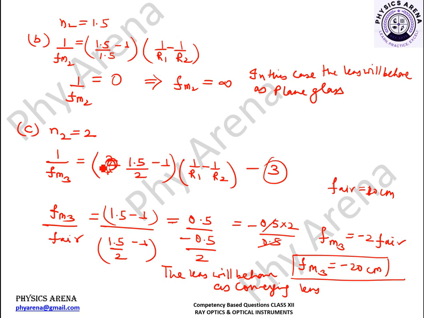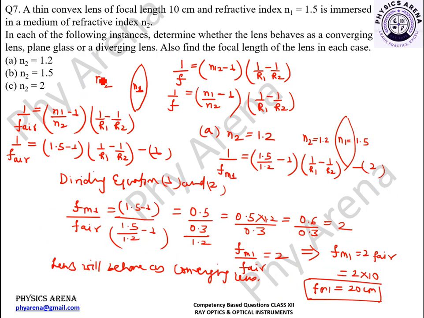So in a nutshell, we can conclude that when the refractive index of the medium outside is lesser than that of the lens, it will behave as converging. When it is equal to that of the lens, it will behave as a plane sheet. And when the medium outside is greater than the material of the lens, it will behave as a diverging lens. And that's the answer for this question.